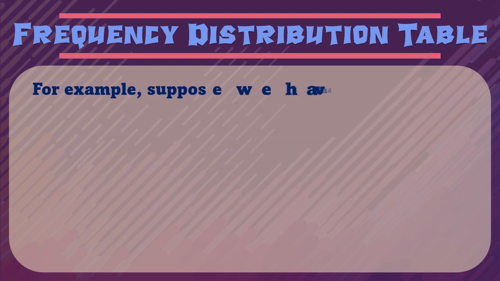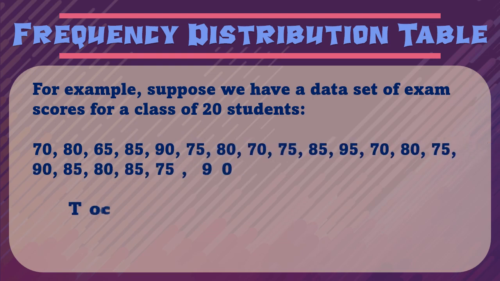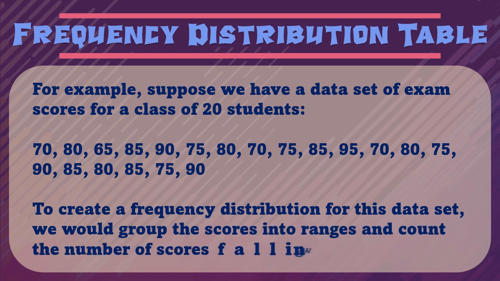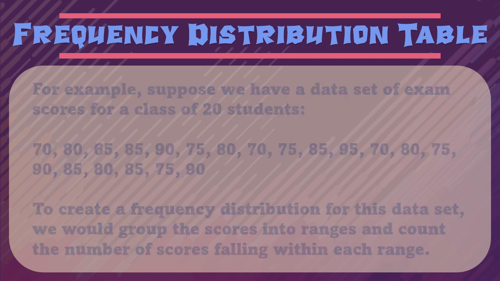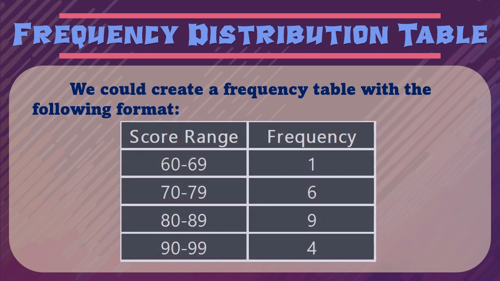For example, suppose we have a data set of exam scores for a class of 20 students, see scores below. To create a frequency distribution for this data set, we would group the scores into ranges and count the number of scores falling within each range. We could create a frequency table with the following format. This frequency distribution shows that 6 students scored between 70-79, 9 students scored between 80-89, and 4 students scored between 90-99.